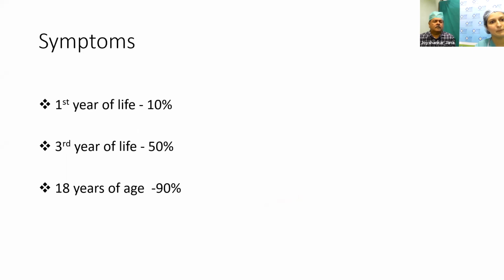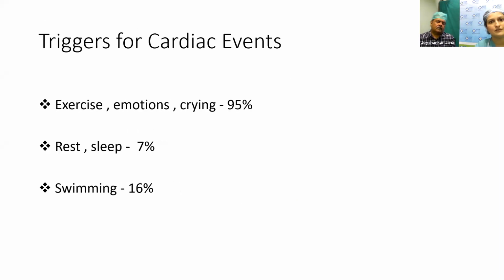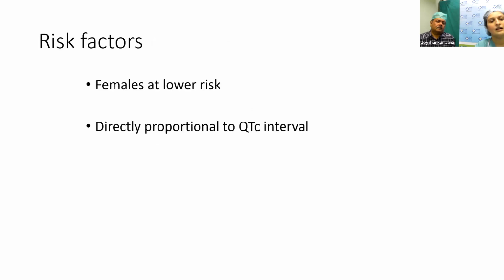The symptoms usually appear in the first year of life in 10% of cases, in the 3rd year of life in 50% of the cases, and by the time the patient is 18 years of age, symptoms appear in almost 90% of the cases. The following are the triggers for cardiac events. 95% of cardiac events are caused by exercise, emotions or crying. Swimming is a major factor causing cardiac events in 16% of the population, and rest and sleep may also cause cardiac events in 7%. Females are at a lower risk, and the cardiac events are directly proportional to the QTc interval. That is, the more the QTc interval, the more the chances of cardiac events.